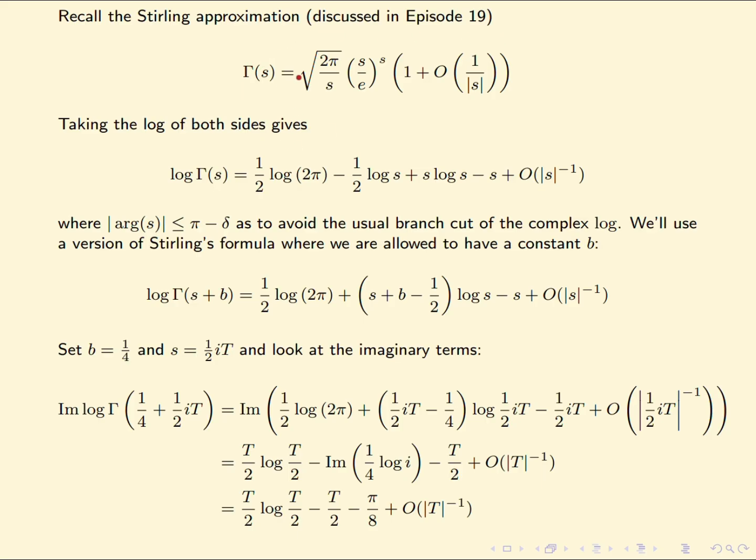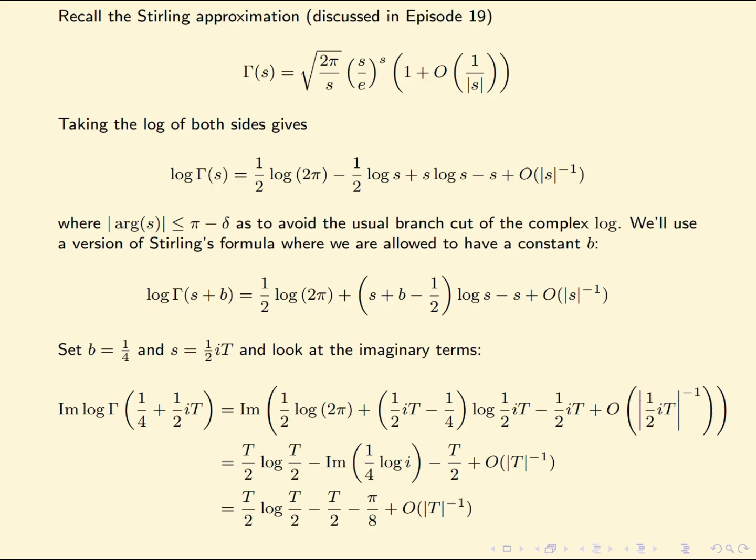The gamma of s is approximately the square root of 2 pi over s times s over e all to the s power, and then times this error term. And we're going to use the log version of it. So we're going to take the log of both sides, and you get this equation. And you have to specify that the arg of s, the angle of the complex number, the absolute value of that is less than or equal to pi minus delta, where delta is some number greater than 0, and you fix that number. And this is to avoid the usual branch cut of the complex log.